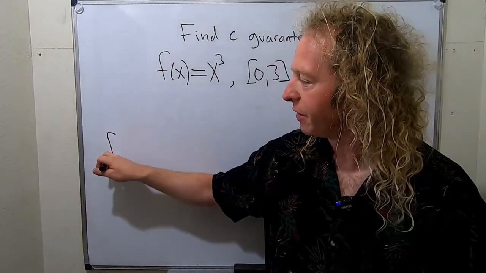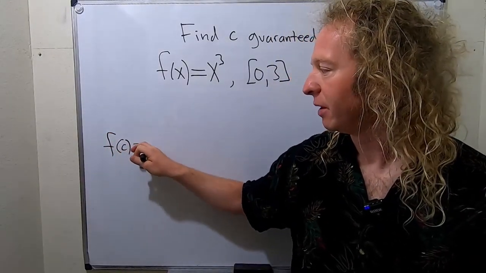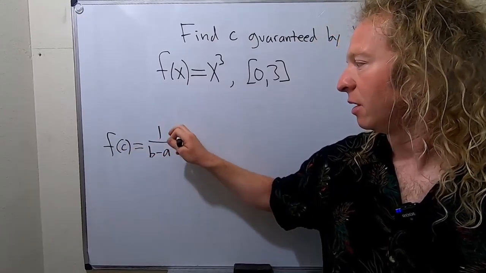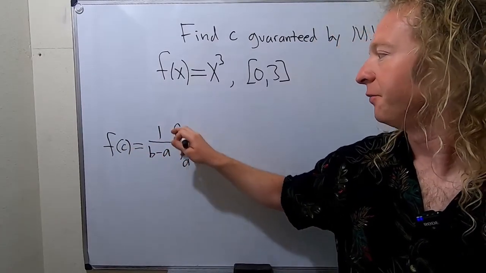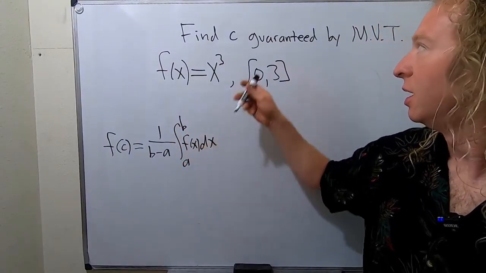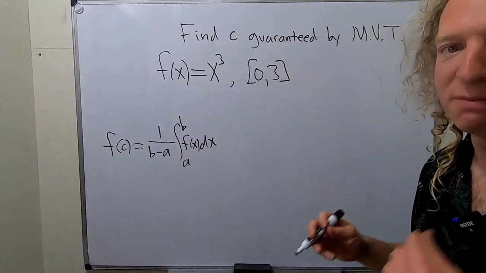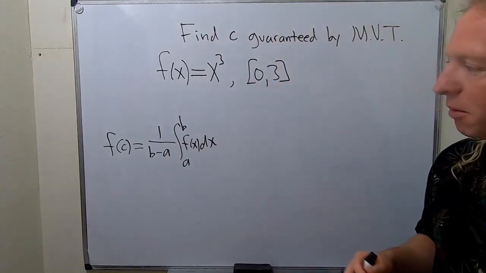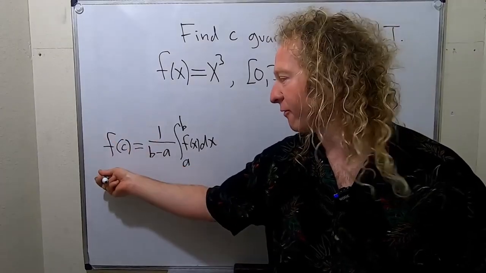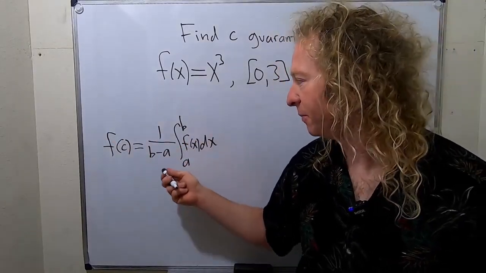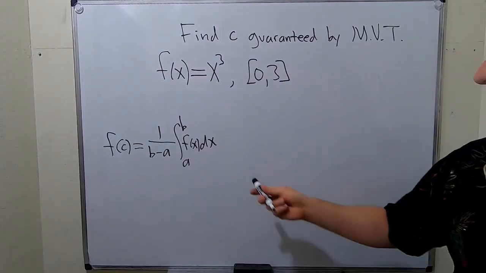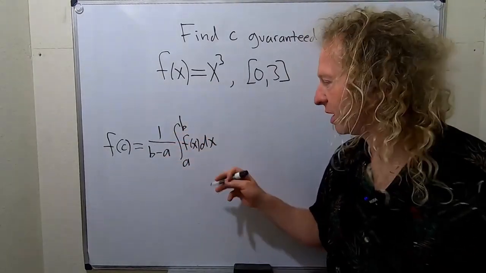So we have f of c, this is the formula, and this is equal to 1 over b minus a times the definite integral from a to b of f of x dx. So this is the formula that we have to use in this problem. This is a mean value theorem for integrals type problem. This is called the average value of the function. This whole thing here is the average value of this function over a, b. We have to find c. So we basically have to work this out. So let's go ahead and work this out.